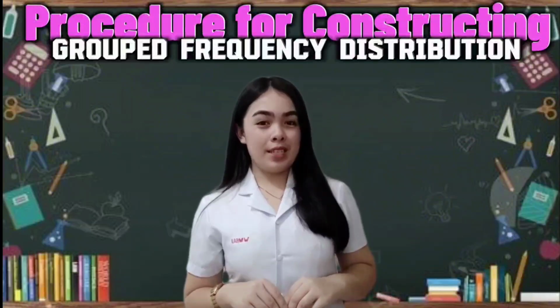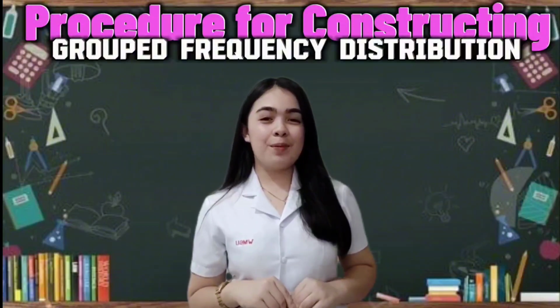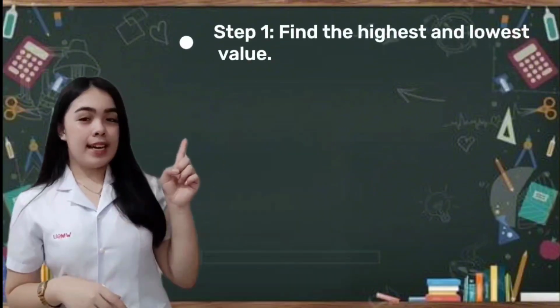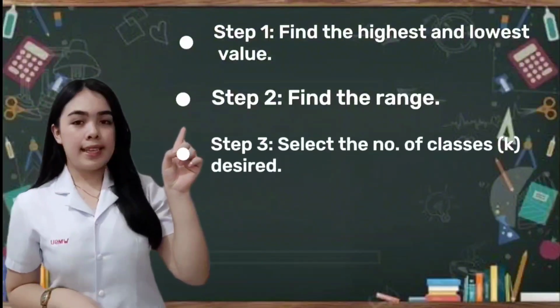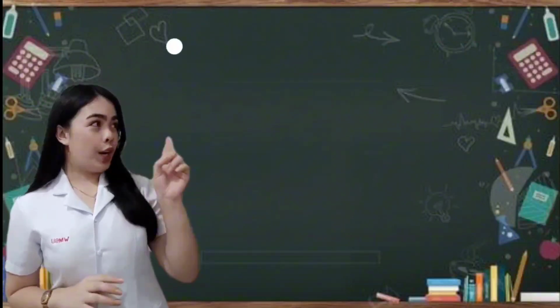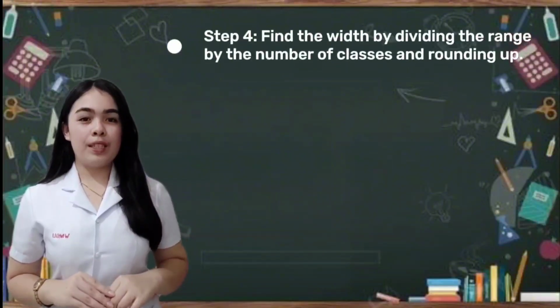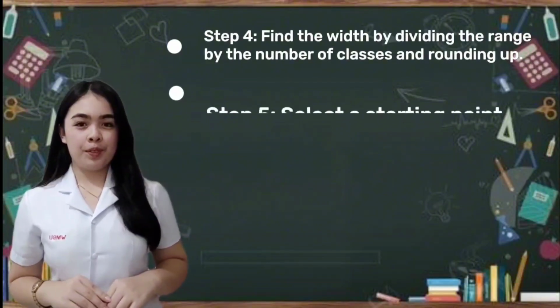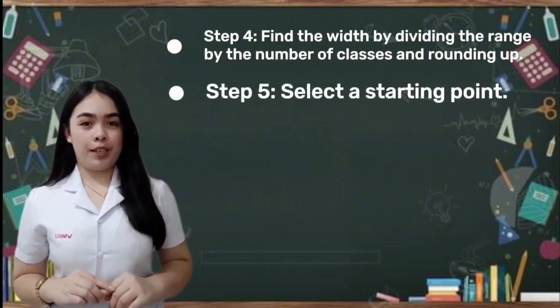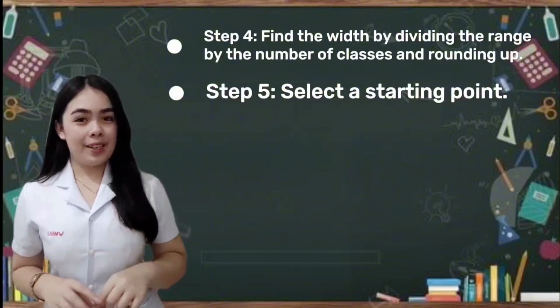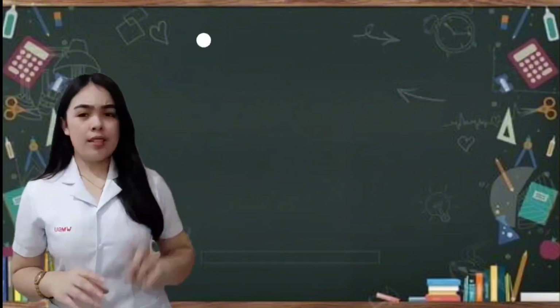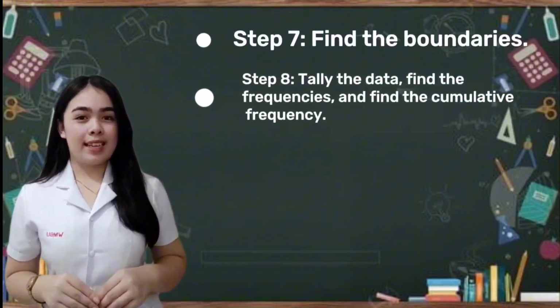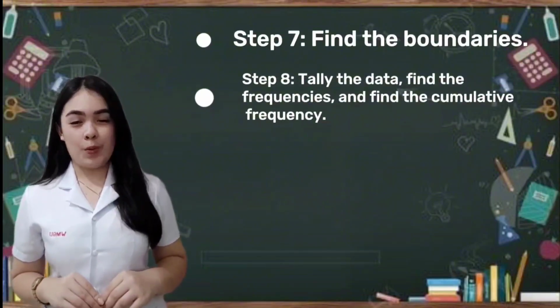Now let's go to the procedure for constructing a grouped frequency distribution. There are 8 steps. First, find the highest and lowest value. Second, find the range. Third, select the number of classes desired. Fourth, find the width by dividing the range by the number of classes and rounding up. The fifth one, select the starting point, usually the lowest value, and add the width to get the lower limits. The sixth one, find the upper class limits. The next one, find the boundaries. And lastly, tally the data, find the frequencies, and find the cumulative frequency.